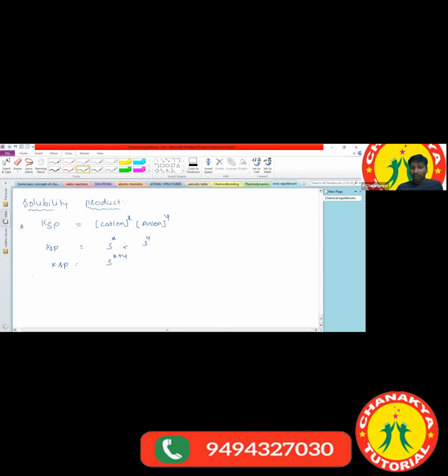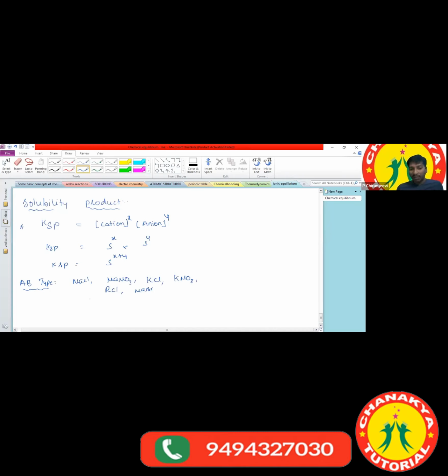Based on this, we have different types of salts. We have the AB type of salt. What are the examples of the AB type? NaCl, NaNO3, KCl, KNO3, rubidium chloride, lithium chloride, lithium bromide, sodium bromide. All these are examples of the AB type.